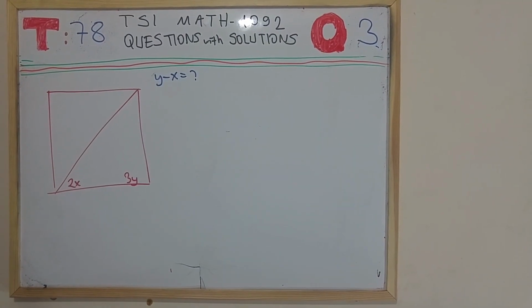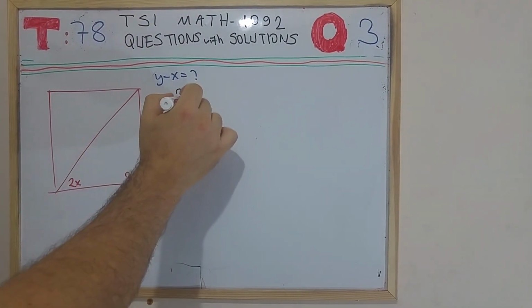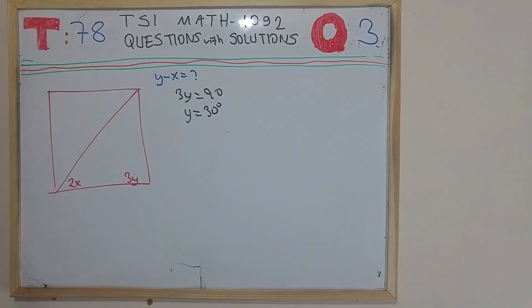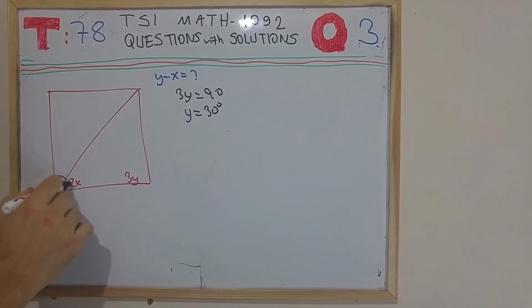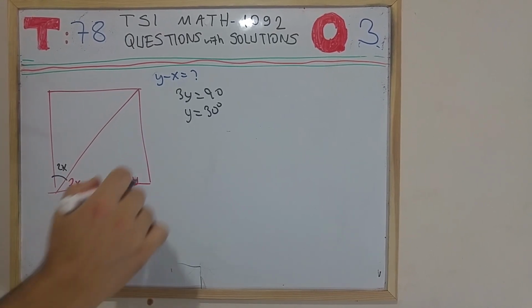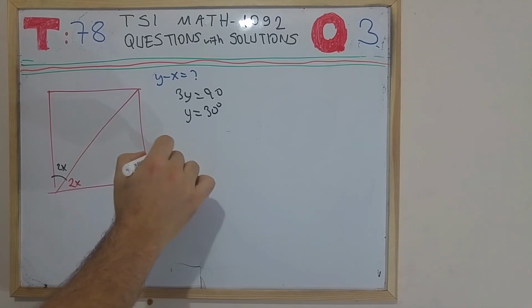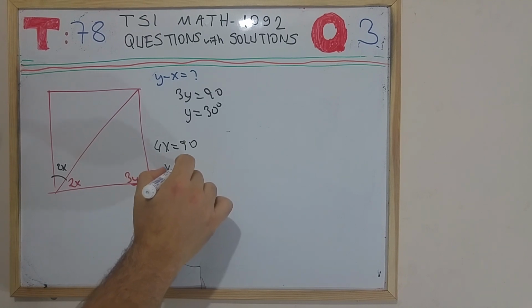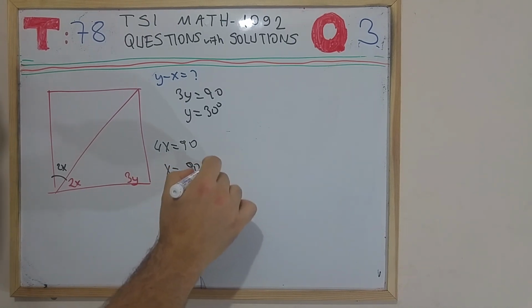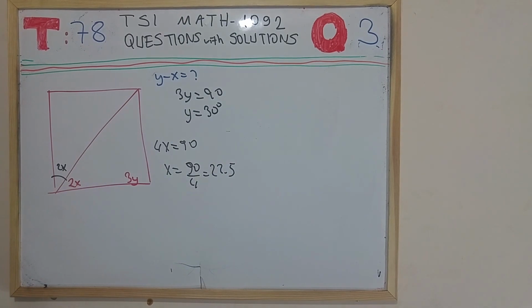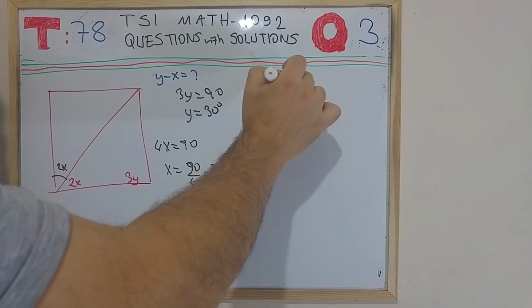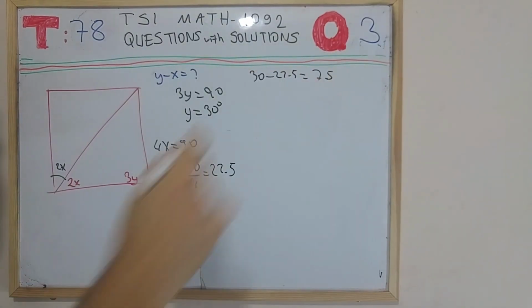We have a square here, so 3y is 90 degrees and y is equal to 30 degrees. Since this is a square, this angle must be equal to this angle too, so this is also 2x. That means that 4x is equal to 90 and x is equal to 90 over 4, that is 22.5. What they are asking us is y minus x, that is 30 minus 22.5, which is equal to 7.5 degrees.